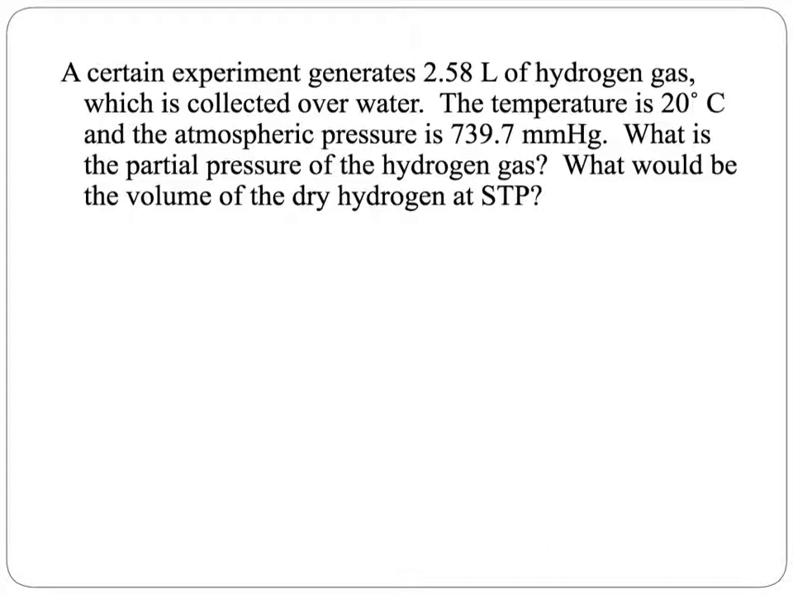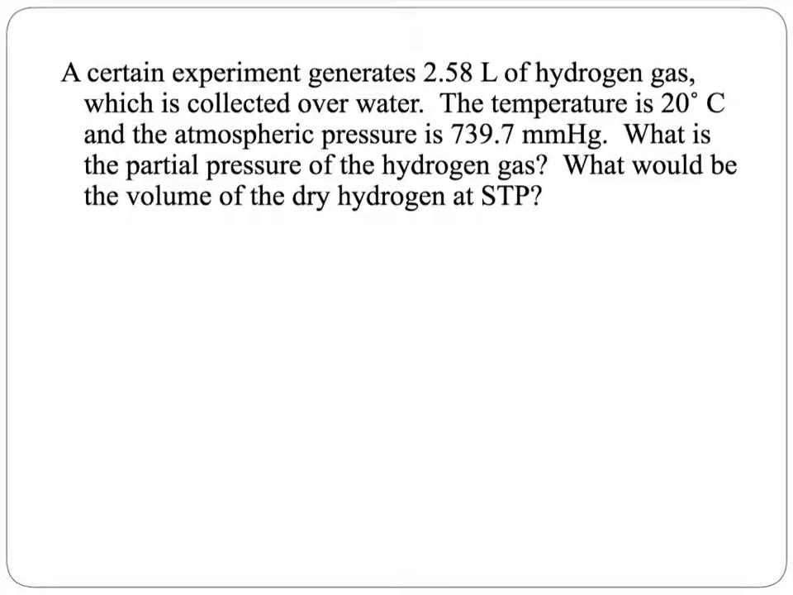Here's an example of the type of calculation you might be asked to do using water vapor. It asks, a certain experiment generates 2.58 liters of hydrogen gas, which is collected over water. The temperature is 20 degrees Celsius and the atmospheric pressure is 739.7 millimeters of mercury. What is the partial pressure of the hydrogen gas, and what would be the volume of the dry hydrogen at STP? There are 2 parts to this question.